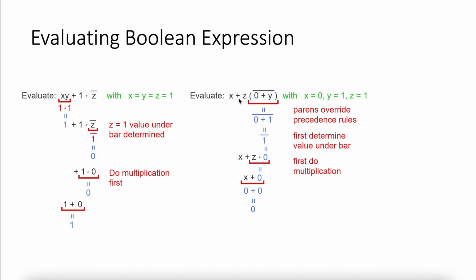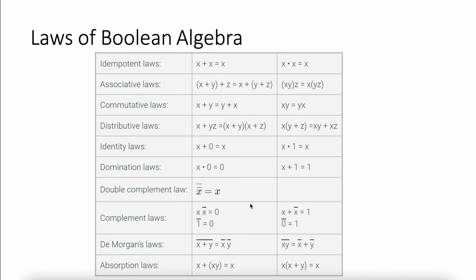Now if you have the same x plus z, where you have 0 plus y bar, you have different values. Now make sure you remember parenthesis overrides everything else. So first figure out this part, which is 0 plus 1. Now that's going to be 1, but you have to negate it, so it becomes 0. Then you have that multiplication, which is again z is 1, so 1 multiplied by 0, which comes down to 0, and then you plug in the value of x, which is 0.